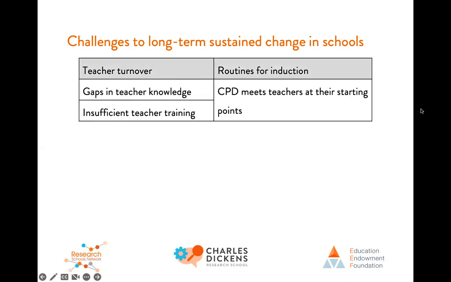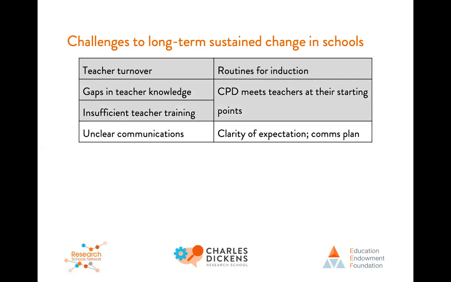If we're thinking about gaps in knowledge linked with insufficient training, again, back to the C in our COM-B model, does our PD meet our staff at their starting points? We're not making assumptions about what they already know, and therefore leaving those gaps in their knowledge, but understanding where they are, what their needs are, so that our PD can be really accurately targeted.